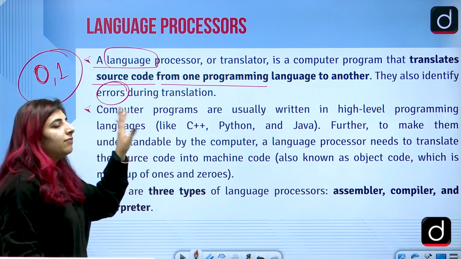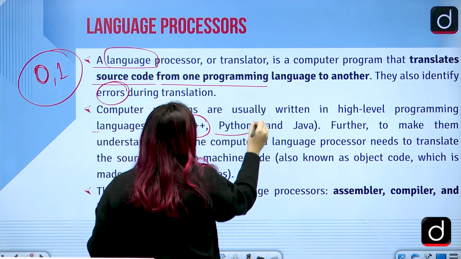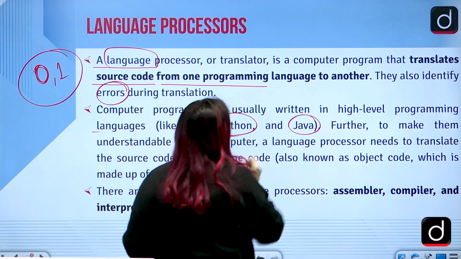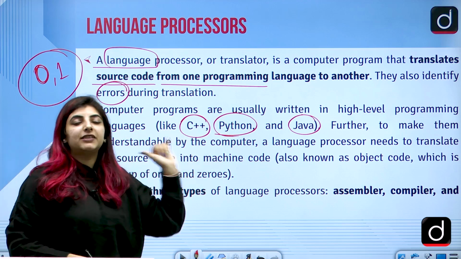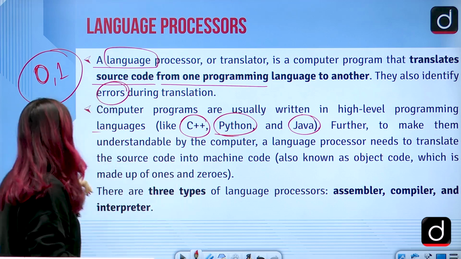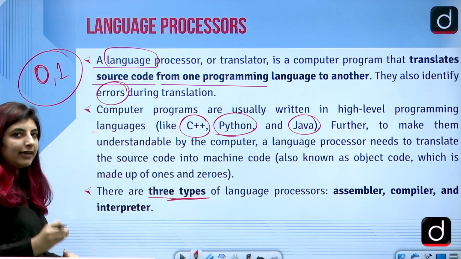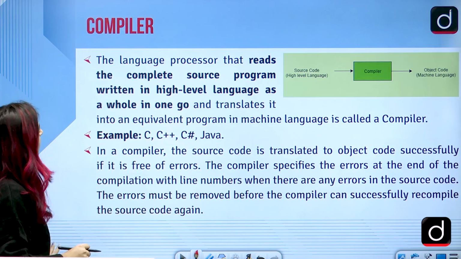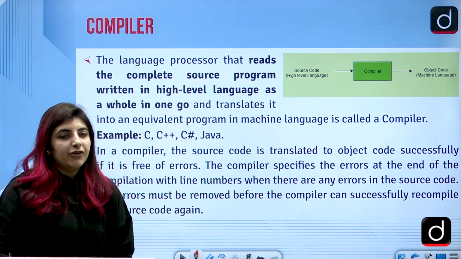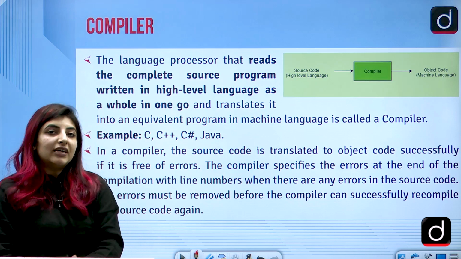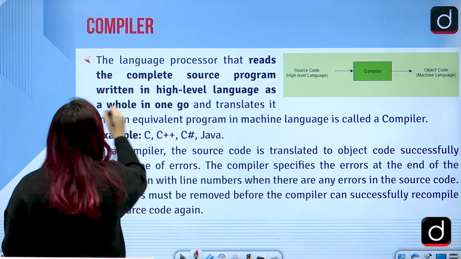So, computer programs are usually written in high level languages like C++, Python and Java. To make them understandable by the computer, a language processor is needed, correct? So, there are 3 types as I talked about: assembler, compiler and interpreter. First of all, let's talk about the compiler because we had that in our question. A compiler translates the high level language into low level or machine language.